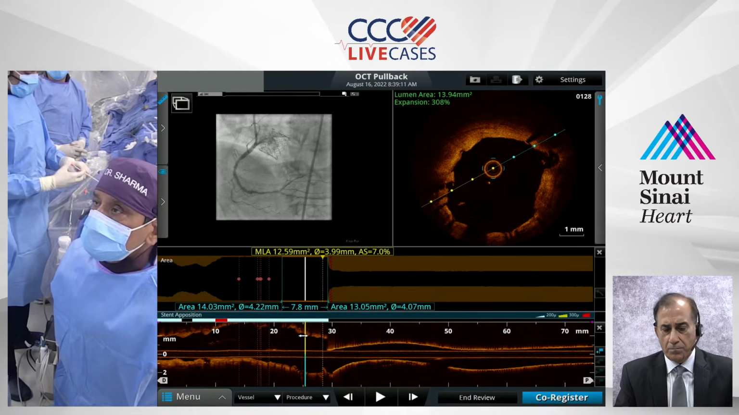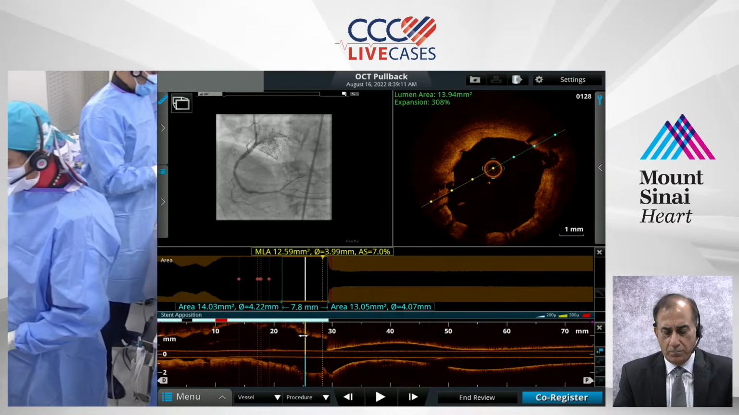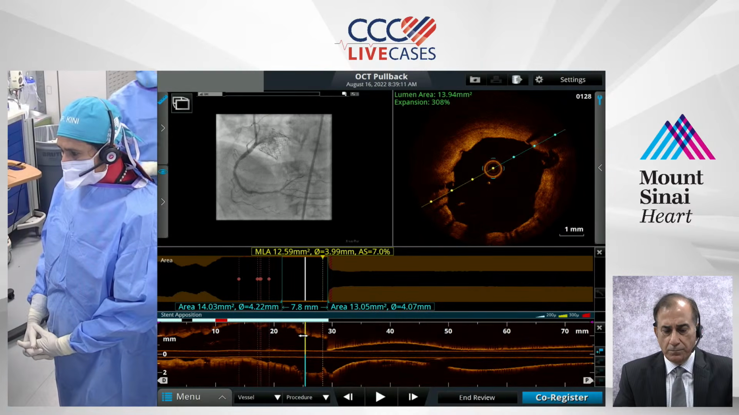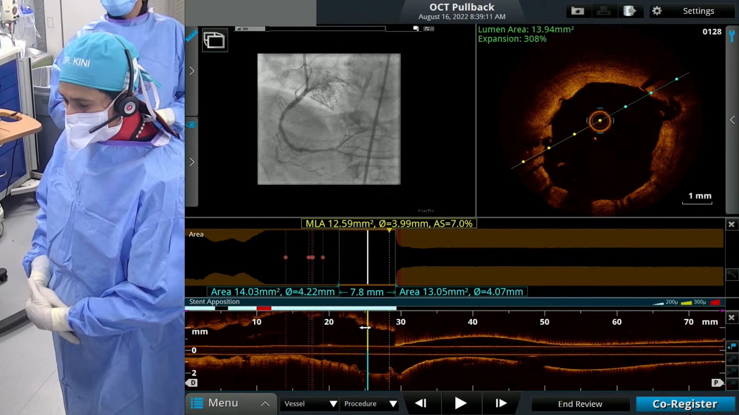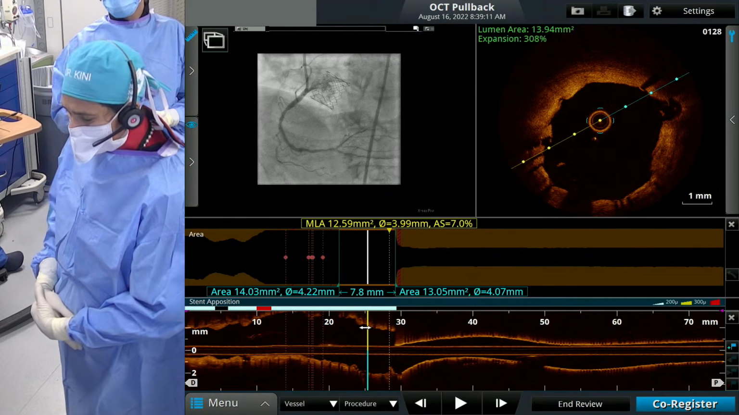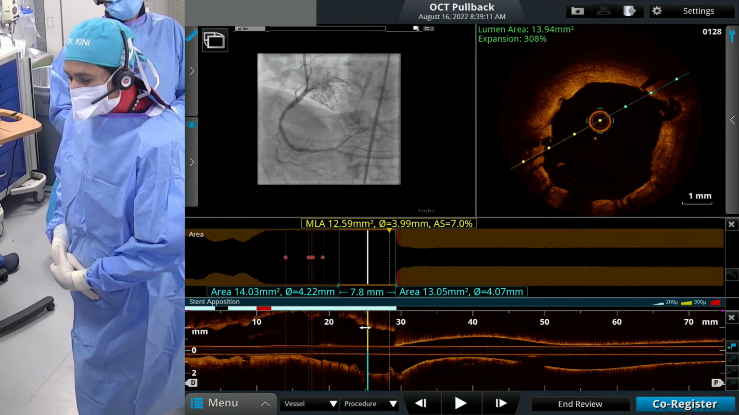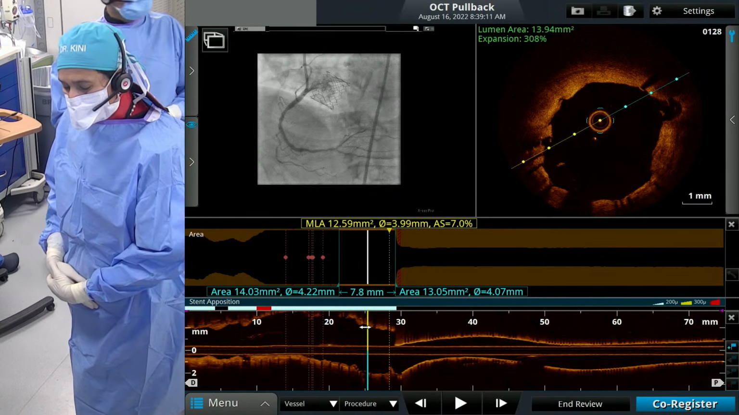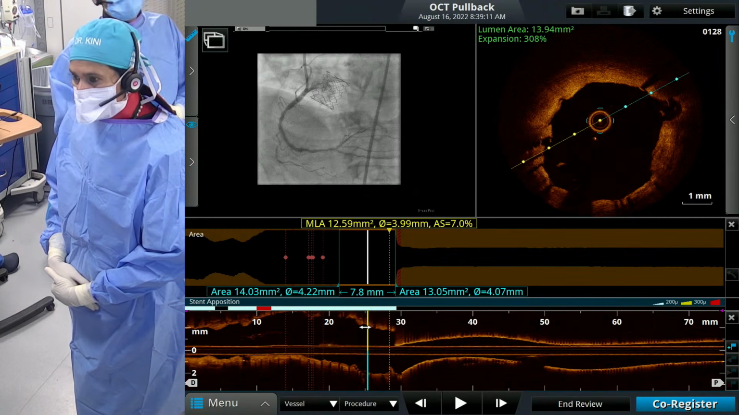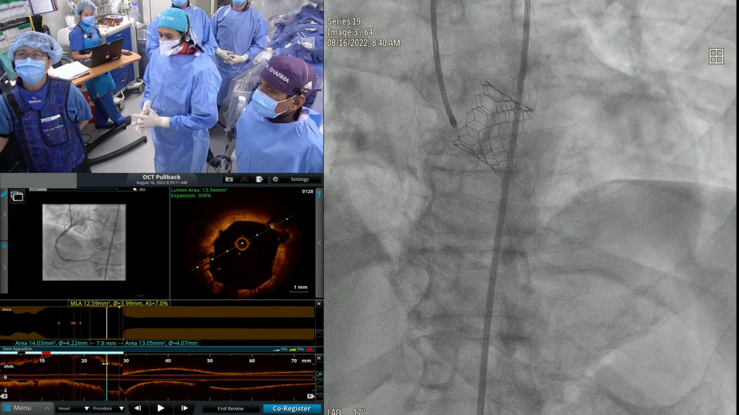Now, since it was ostial, we were not sure. We actually had IVUS open also in this case. So we did the OCT with some damped pressure, which you have to be very cautious about. I had Will stand next to the patient because there's a risk of the patient getting into ventricular fibrillation. So we have to be very cautious about doing OCT with damped pressure, but it was the right time to do it.